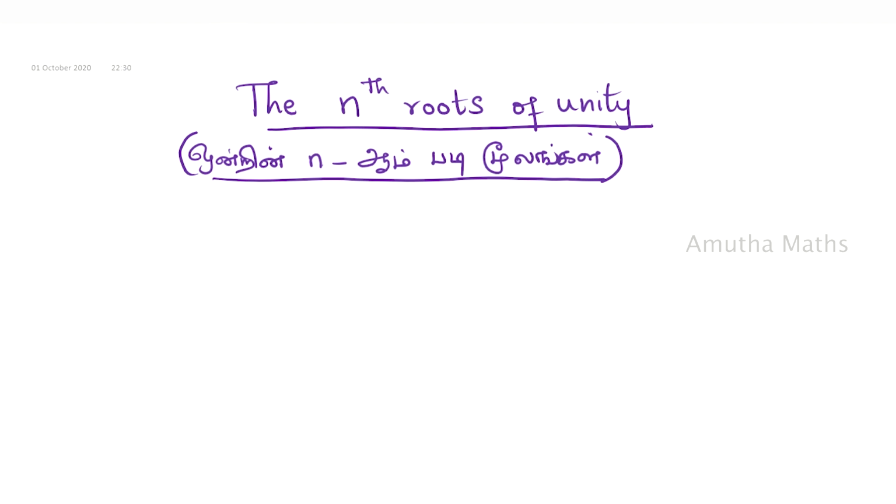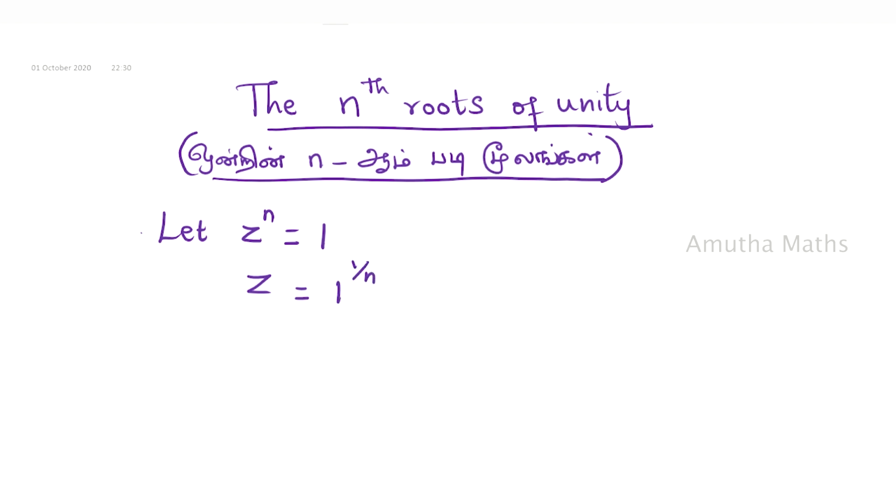Hi students, today in this video we are going to see the nth roots of unity. அதாவது ஒன்றின் எண்ணாம் படி மூலங்கள் பற்றி பார்க்க போறோம். Okay. Let z power n is equal to 1. Then what is z? z is equal to 1 power 1 by n.